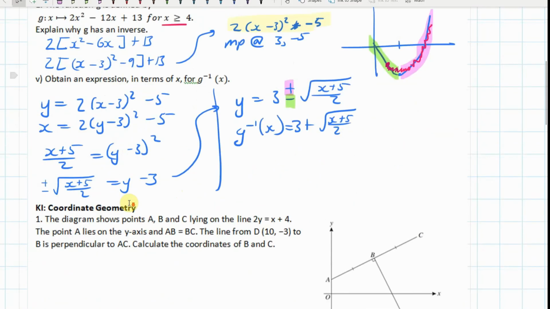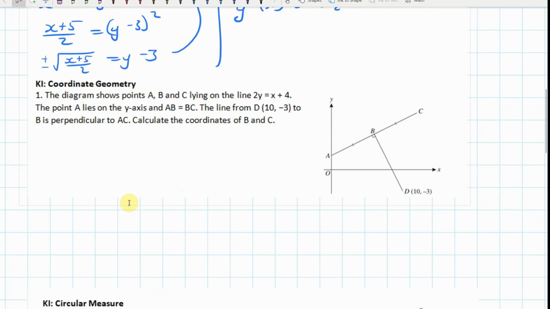Now the diagram shows the points A, B, and C lying on a line 2y equals x plus 4. The point A lies on the y-axis and AB equals BC. The line from D, (10, minus 3), to B is perpendicular to AC. We've got to find the coordinates of B and C.